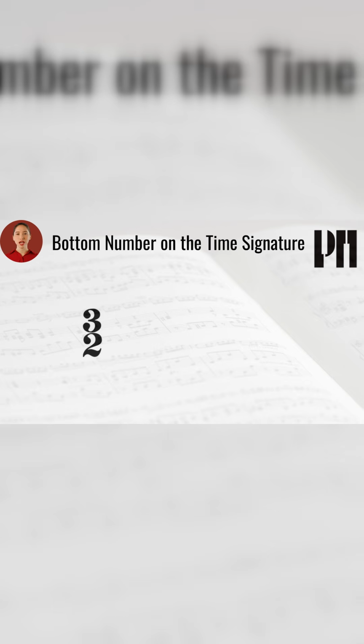In the 3/2 time signature, the top number is 3. This means that there are 3 beats in each measure. The bottom number is 2. This means that the half note is the type of note that equals 1 beat. Therefore, a measure in 3/2 time contains 3 half note beats.